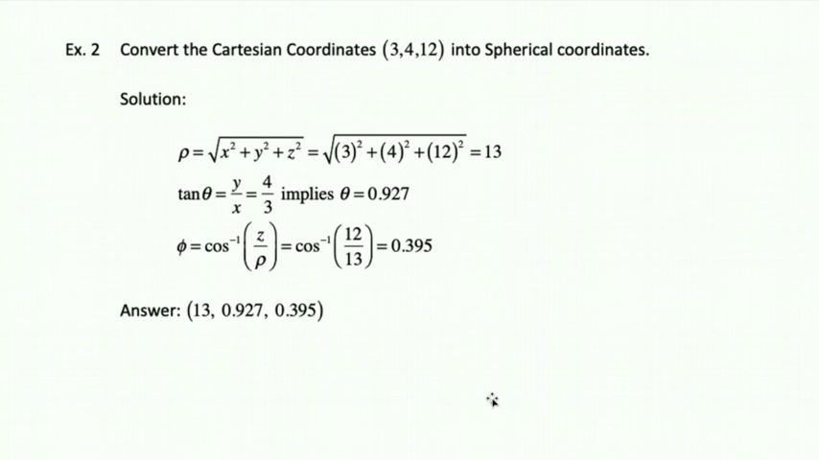Okay, finally phi. Phi would be what? We said cosine inverse of z over rho. We computed rho just above. So that'd be the cosine inverse of 12 over 13, which I found, I think, 0.395. So the answer would be 13, comma, 0.927, comma, 0.395. Okay, so there's a conversion from Cartesian into spherical.